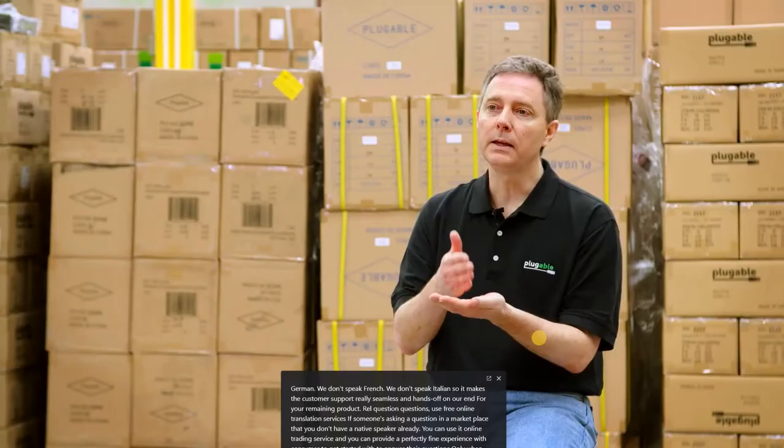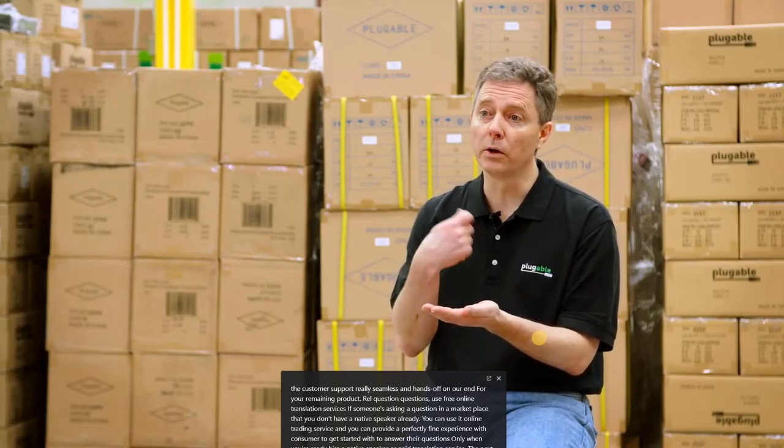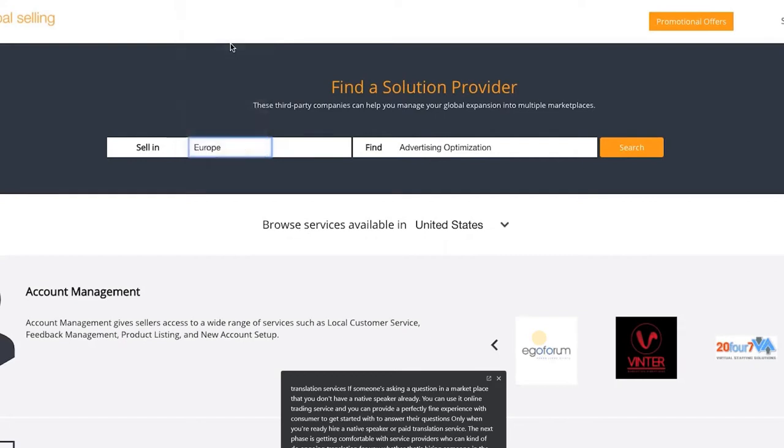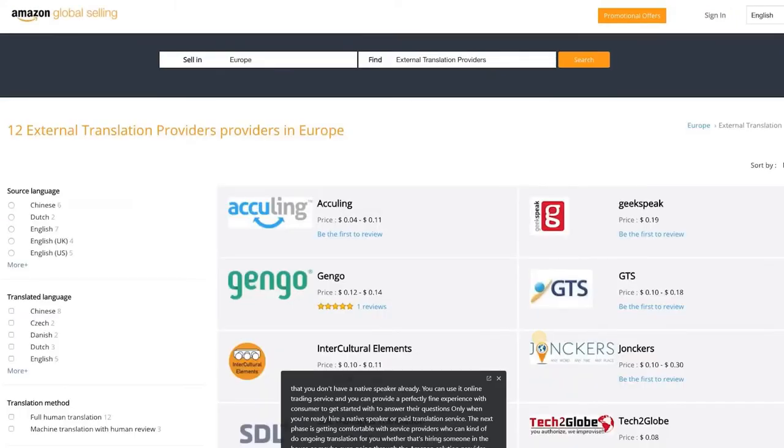The next phase is getting comfortable with service providers who can do ongoing translation for you, whether that's hiring someone in-house or going through the Amazon Solution Provider Network to find someone that can communicate more freely in the consumer's native language.